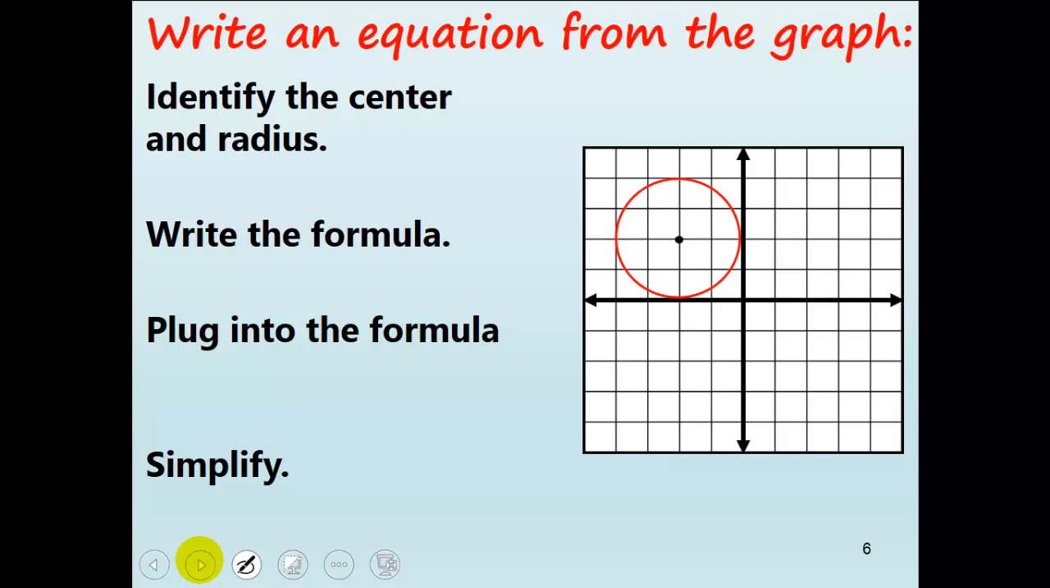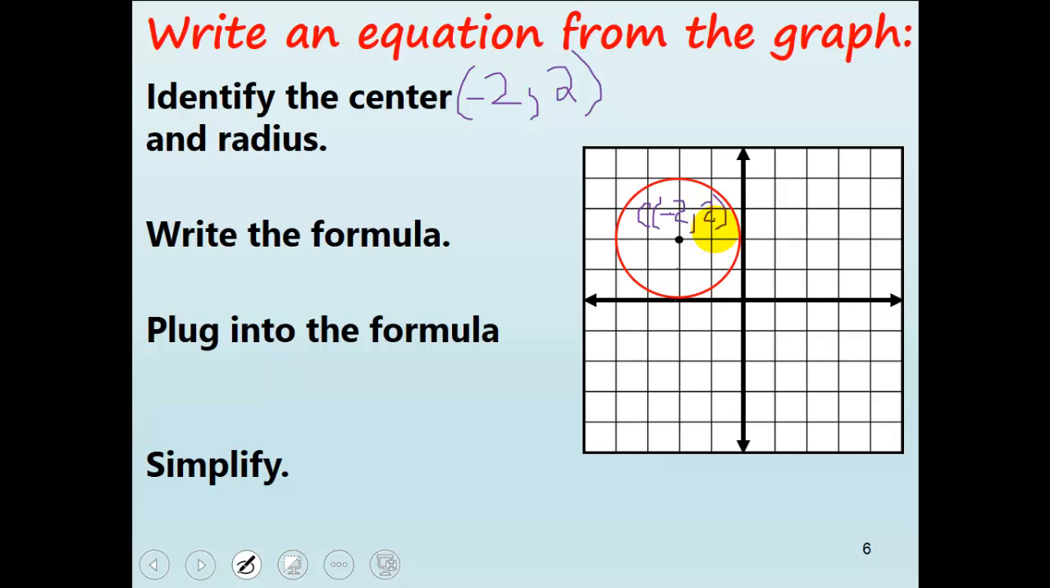All right, here's the next thing we're going to do. We're going to be given a graph, and we're going to use it to write the equation of the circle. So you've got to identify the center. I'm counting 2 units left, so my x is -2. And I'm counting 2 units up, so my y is +2. So my center is -2, +2.